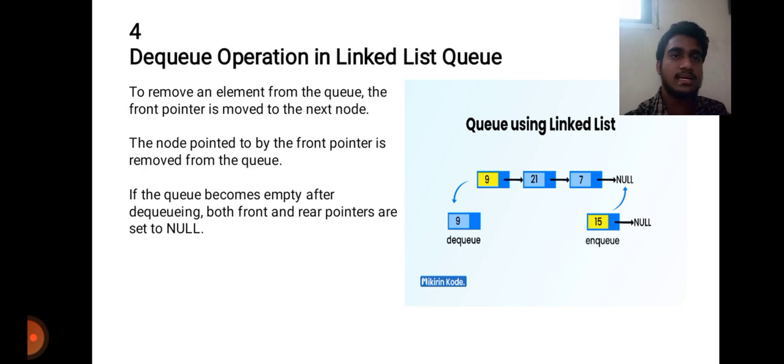DQ operation in linked list queue. To remove an element from the queue, the front pointer is moved to the next node. The node pointed to by the front pointer is removed from the queue. If the queue becomes empty after dequeuing, both front and rear pointers are set to null. Queue using linked list. We have to remove the element 9 from the front of the queue.